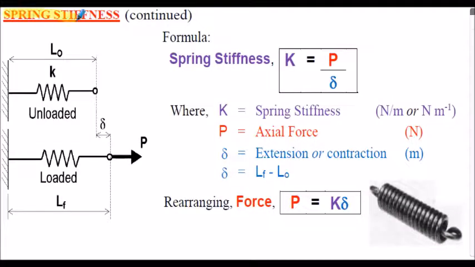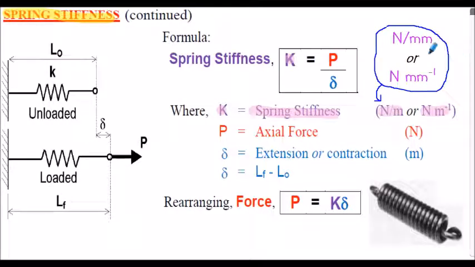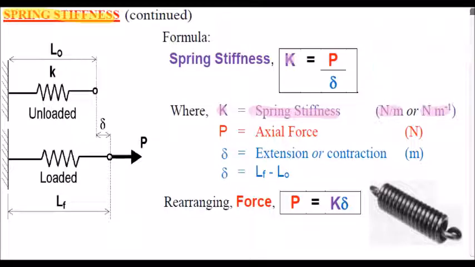Spring stiffness considerations continued. We know that K is spring stiffness, and that's usually measured in newtons per meter, or of course stated as newton meters to the power of -1. But you will find in some reference sources spring stiffness stated as newtons per millimeter or newton millimeters to the power of -1. The axial force or load, labelled as P, would be in newtons. The deflection delta, which can be an extension or a contraction, will be in meters or, of course, millimeters.